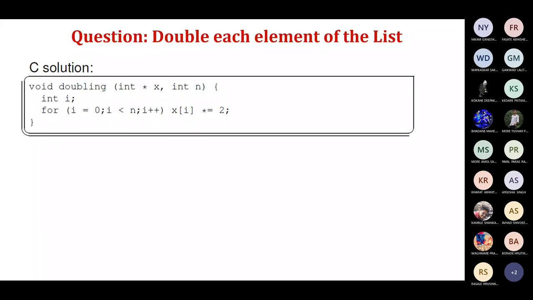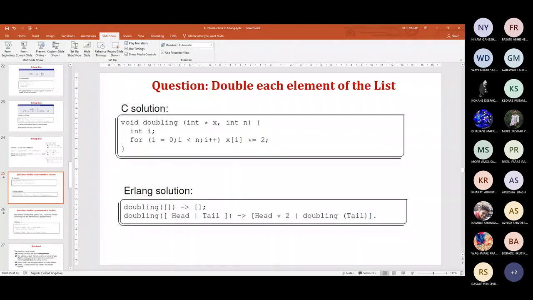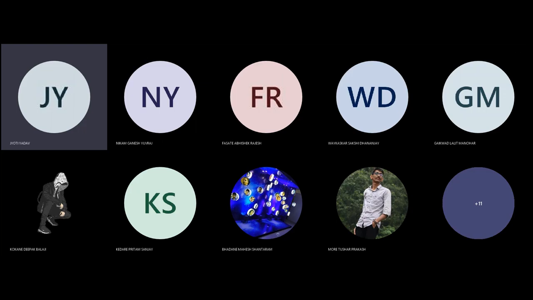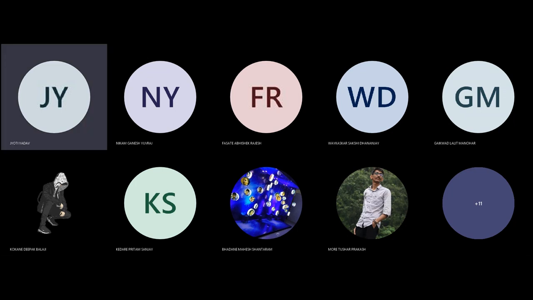So I want you to write the similar function. I have given the C code to you. In Erlang, how will this function be interpreted? So I'll pause for 5 minutes. I want you to give me the solution for this. A simple solution. It's a very simple solution. Try writing it. The C code is to double each element of the array. So instead of an array, we are going to have a list.